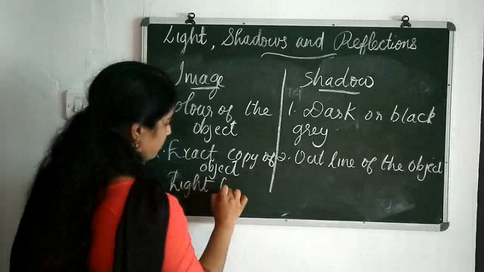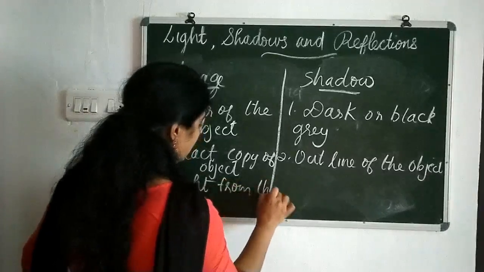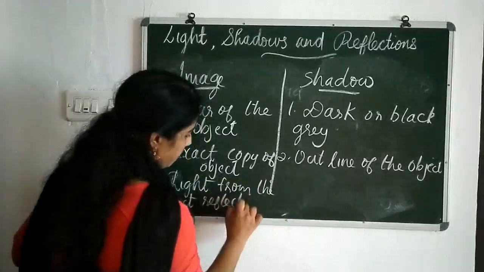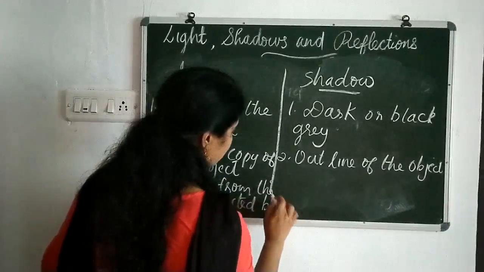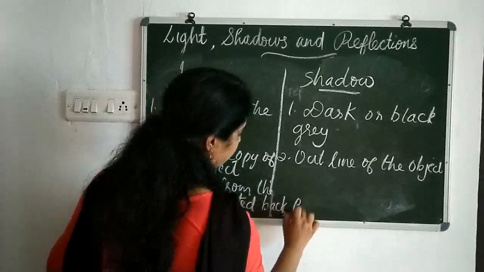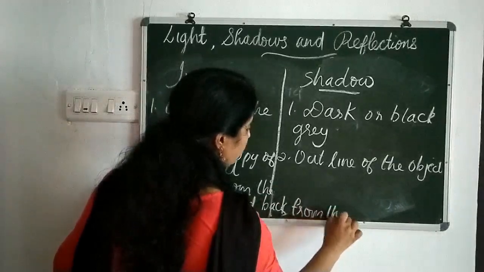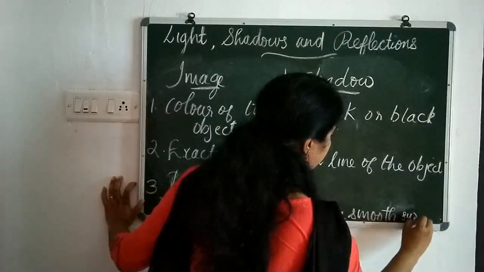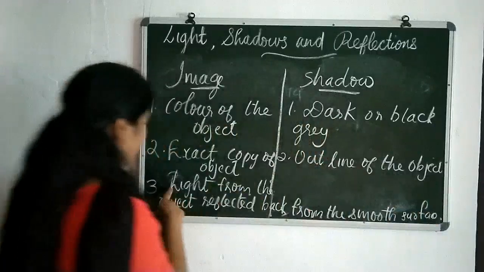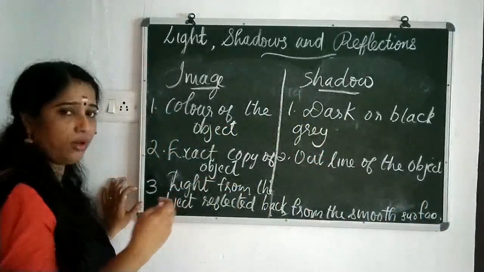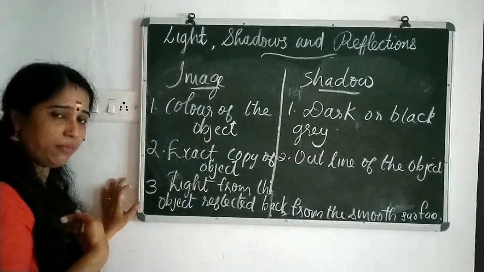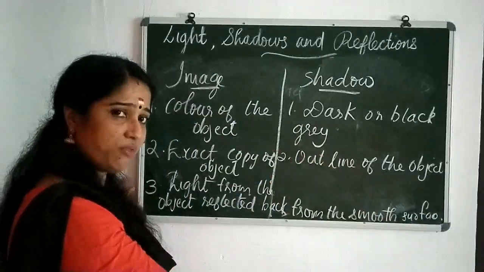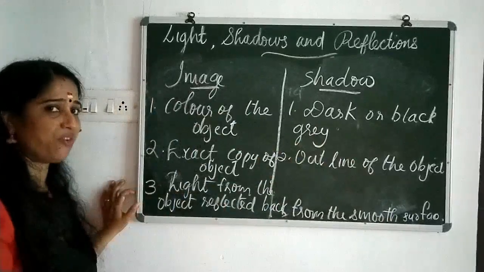Light from the object reflected back from the smooth surface. See, light from the object, when I look at the mirror, the light falls on me, that gets reflected into the smooth surface, and the smooth surface reflects that light back in a parallel manner.